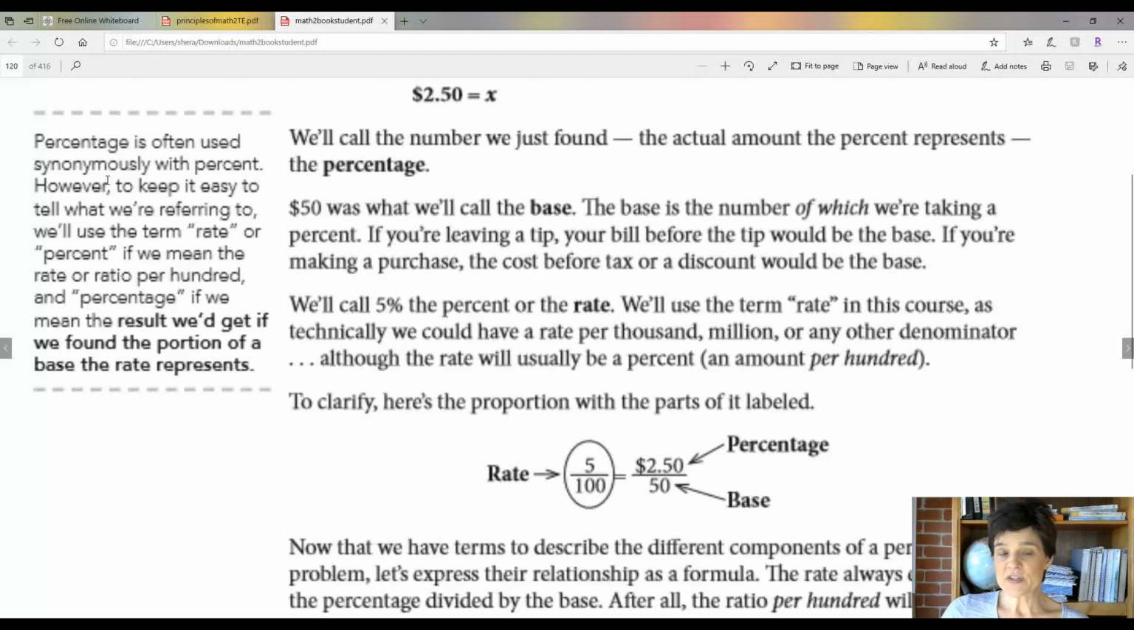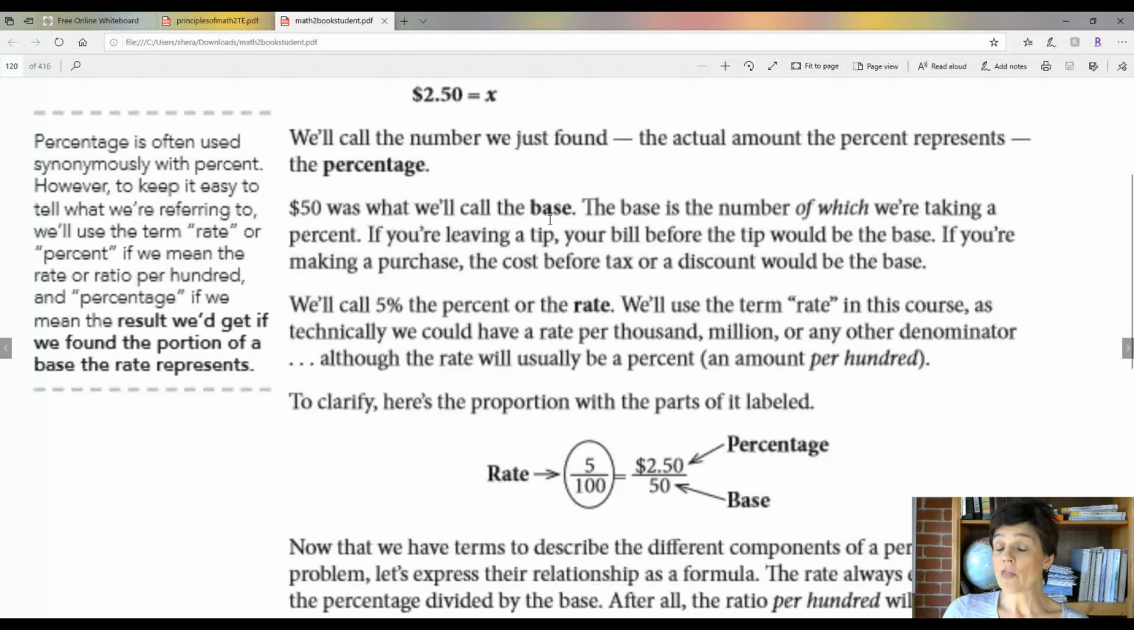Now let's read this section. Percentage is often used synonymously with percent. However, to keep it easy to tell what we're referring to, we'll use the term rate or percent if we mean the rate or ratio per 100, and percentage if we mean the result we'd get if we found the portion of the base that the rate represents. Okay, this will make sense here in just a few minutes. All right, so we'll call the number that we just found, the actual amount the percent represents, the percentage.